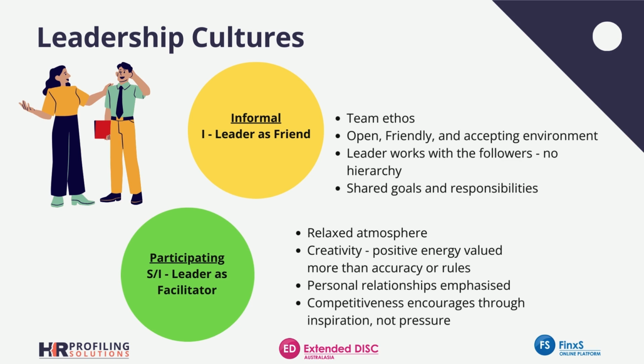So an I style, so someone who's a very high I style, has an informal leadership culture. Now their authority is based on what we call charisma and motivation. As a leader, they tend to be comfortable and able to create a relaxed atmosphere for their people. They will often lead through being a friend to their followers, as they are people leaders, so they want and need a lot of contact with people. Creativity, positiveness and good energy tends to be valued more than accuracy and rules at times. So personal relationships are important to them and at times are more emphasized than arriving at the end results. The I-style leader encourages competitiveness through inspiration rather than implying pressure.